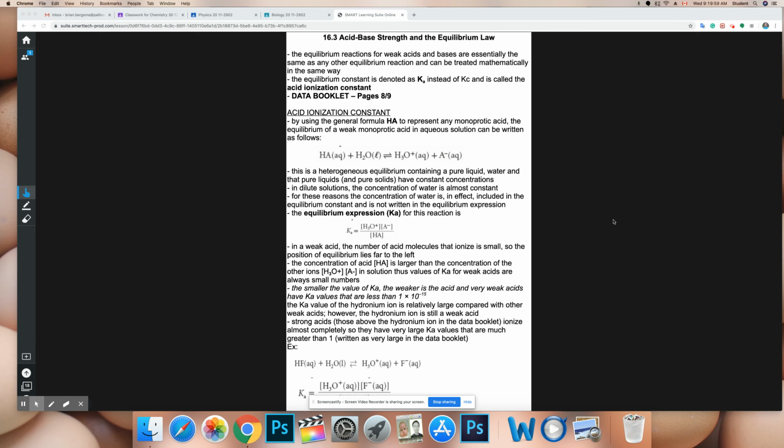All right, we're starting section 16.3, acid-base strength and the equilibrium law. You'll be using these notes mostly for your assignment 3.5.